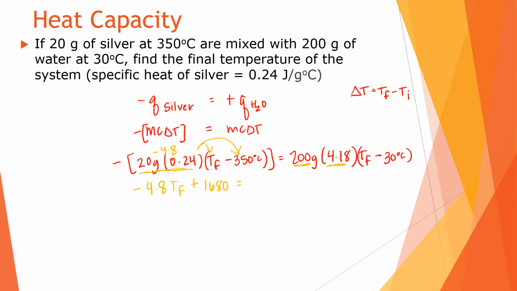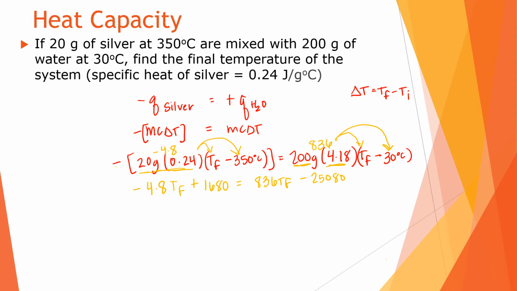It's just some kind of lengthy algebra. So now I'm going to multiply these two together, and I get 836. So then I've got to distribute that. So I get 836 TF minus 25080. So all I did was multiply everything out that I could. Now I've got to combine like terms.